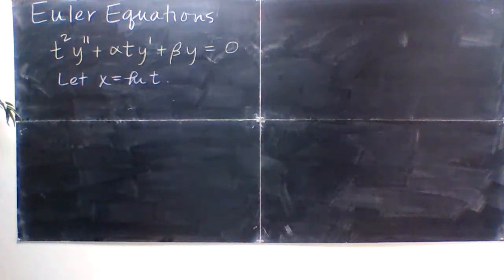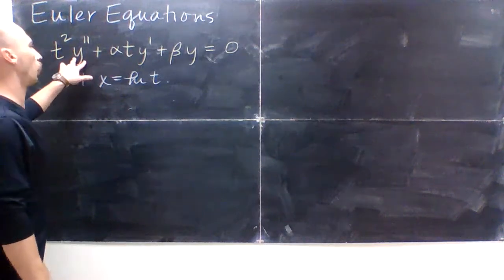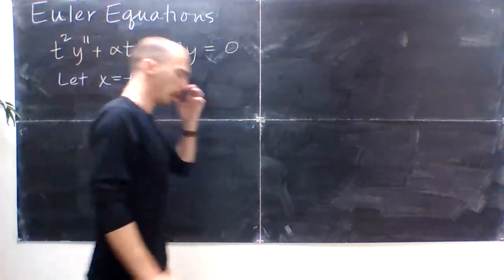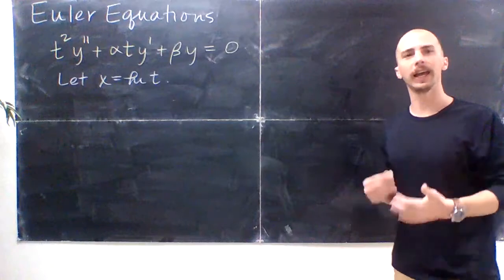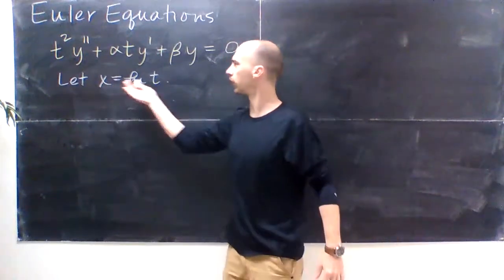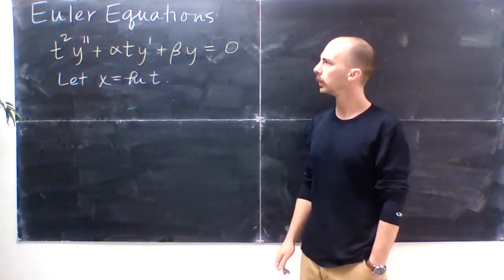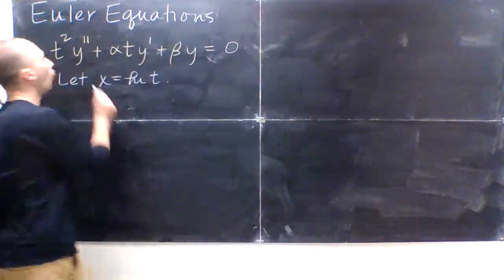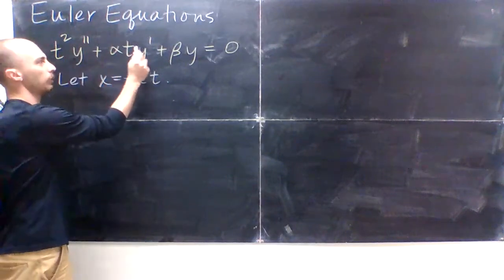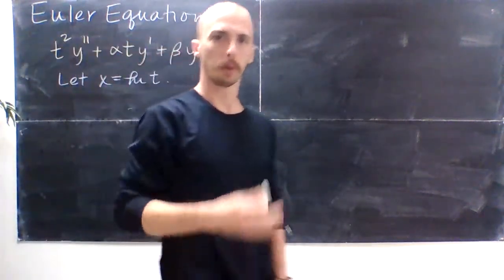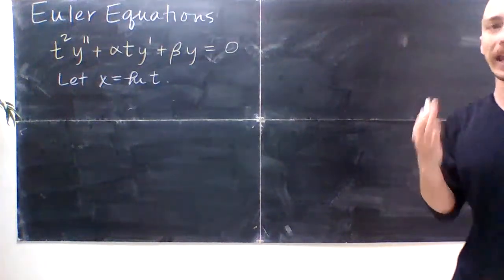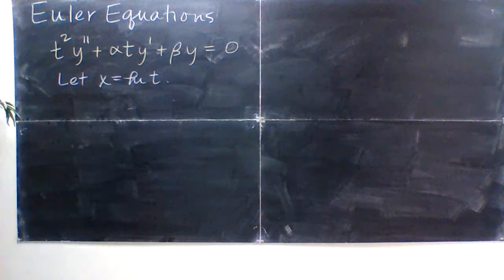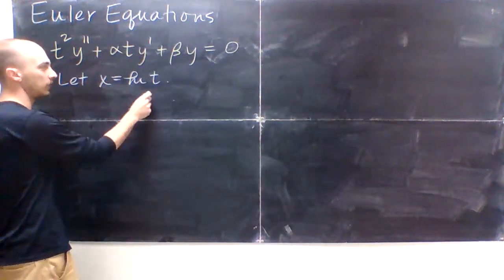Now I'm going to need to find formulas for y double prime, y prime, and y in an x world after we've made this transform, let x equal log of t. Because really what I'm looking at here is y double prime of t, y prime of t, and y of t. But I want this to be a differential equation in x. So the first thing that's pretty obvious is that dx dt is going to be 1 over t.